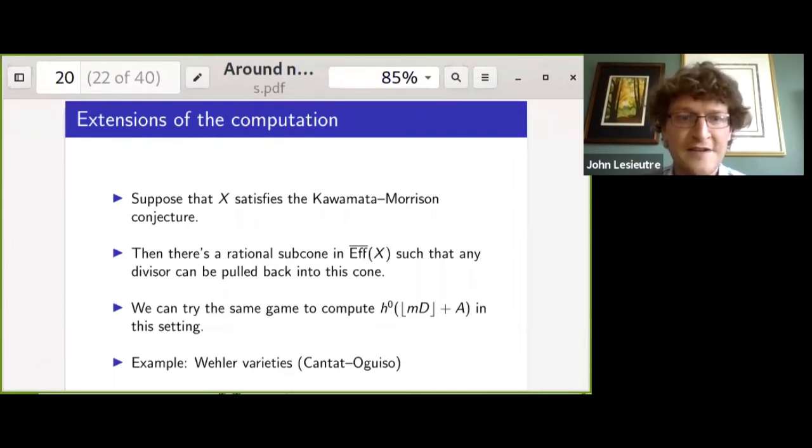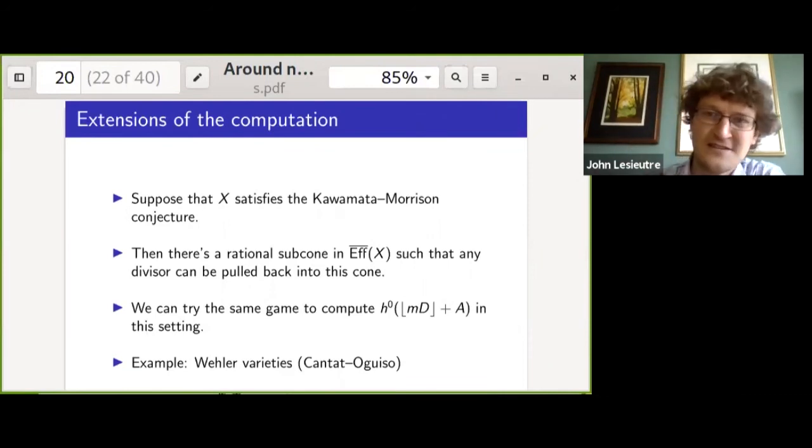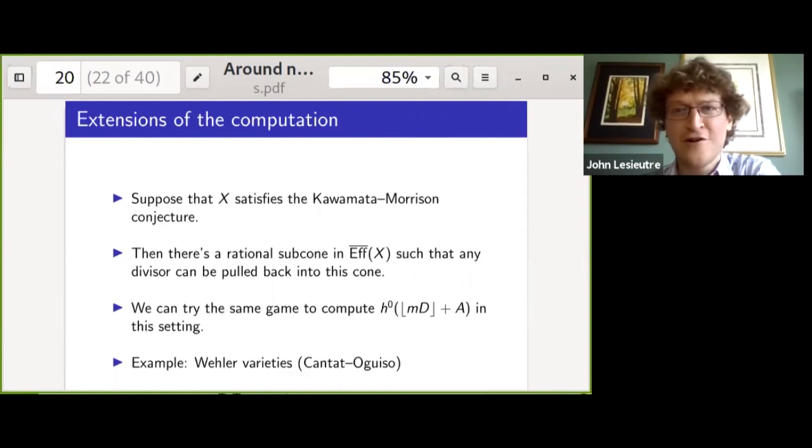Other questions? Yeah, so it's not in the slides, but this shows that polynomial growth of h0 of mD plus A is too much to hope for. You get this m to the 3/2 business. If you go back and look carefully at those other definitions of numerical dimension, this thing actually has kappa sigma equal to 3/2 if you allow real numbers, or 1 if you don't.